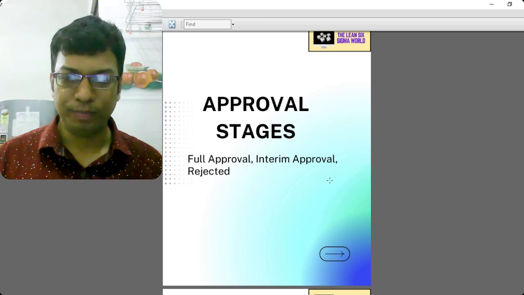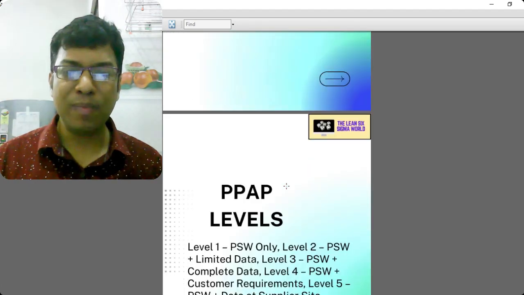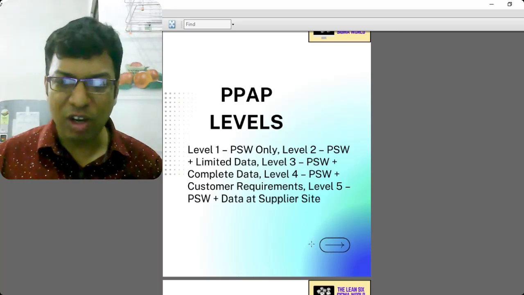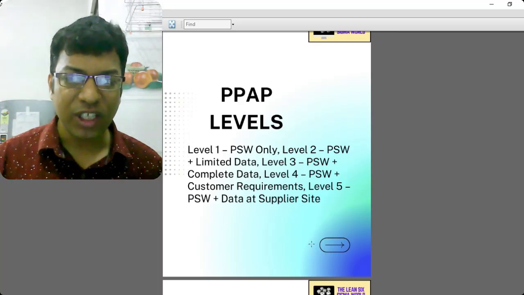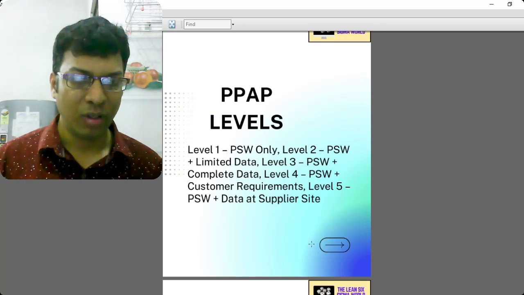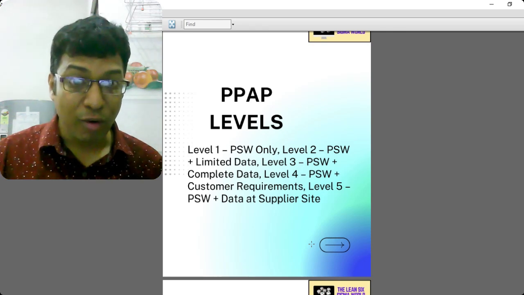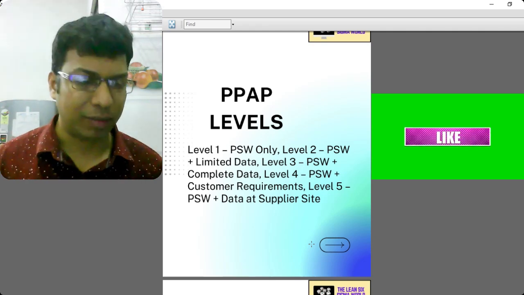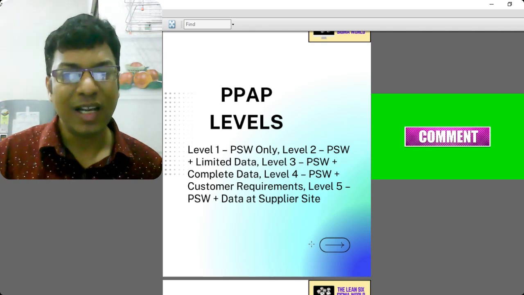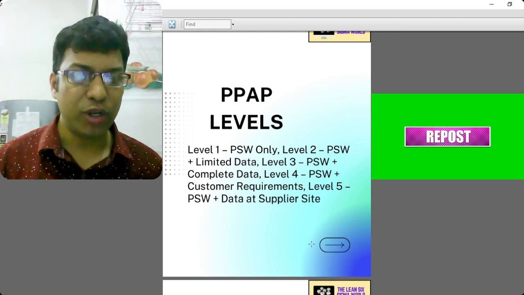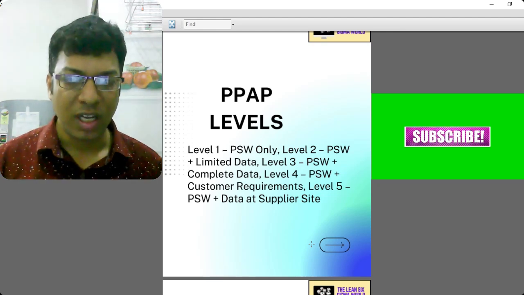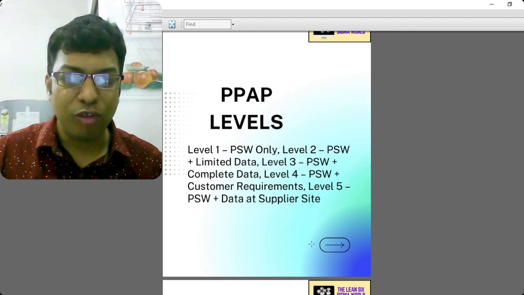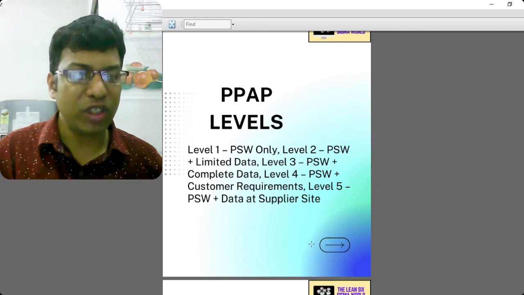Okay, now we need to understand what are the PPAP levels. There are 5 levels of PPAP. Level 1, PSW only. PSW means part submission warrant. Okay, part submission warrant. What is part submission warrant? I will explain. Now level 2 is part submission warrant plus limited documentation. Level 3 is part submission warrant plus complete data you need to submit to take approval from the customer. Level 4 is part submission warrant plus customer requirements. Whatever customer will say, you need to fulfill that. In level 5, part submission warrant is there, it is common.